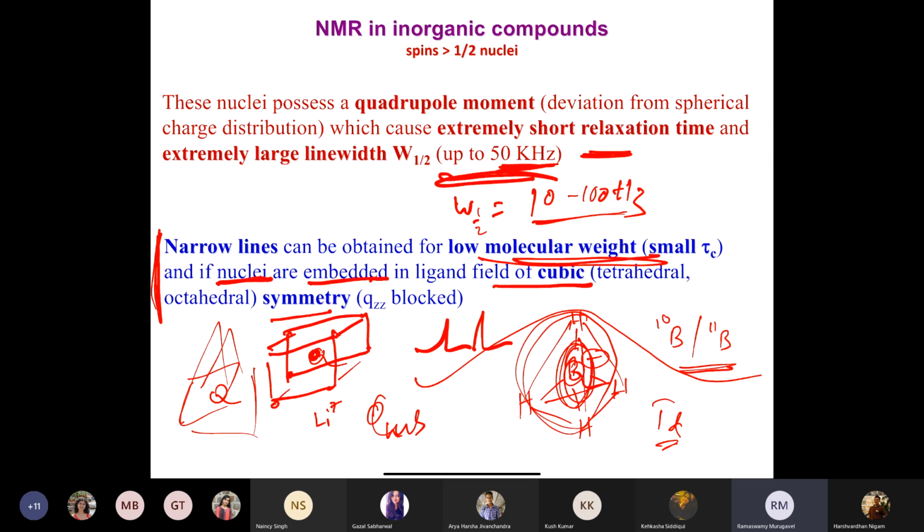This is a point which I'm going to talk about towards the end of this lecture. I will talk about especially this example of sodium borohydride and show you how one can record a proton NMR where the 11 boron or 10 boron can couple and give rise to a multiplet. I will come to that.